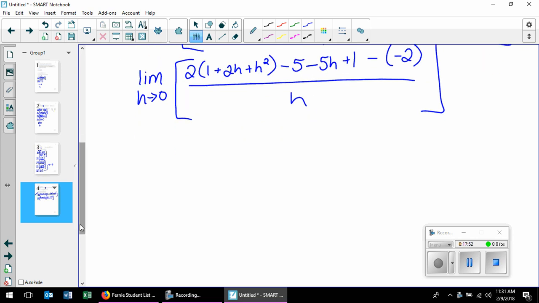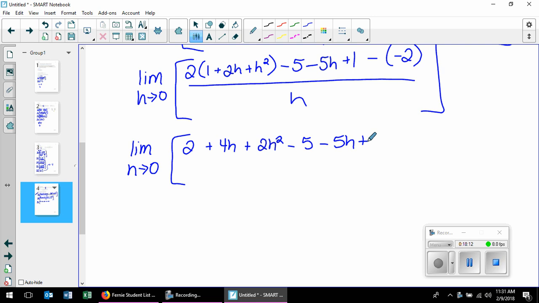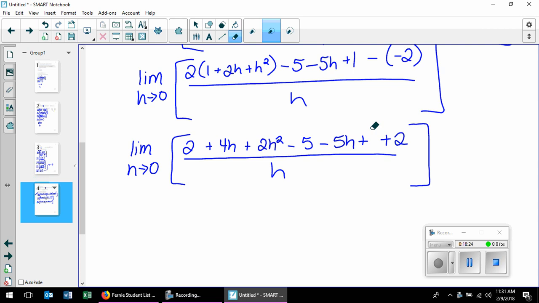So much math. So 2 plus 4h plus 2h squared minus 5 minus 5h plus 1 plus 2, all over h. Too many plus signs there. Never mind, I didn't write the 1.